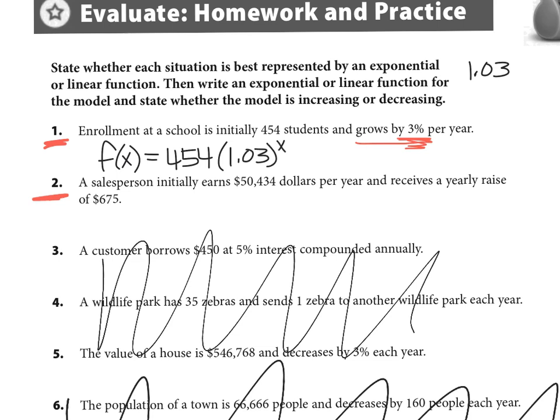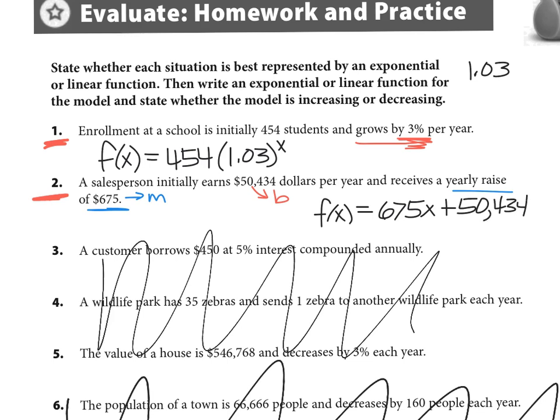Okay, whereas in a linear model, we go up by the same amount each year, or down by the same amount. A salesperson initially earns $50,434 per year and receives a yearly raise of $675. That's the same amount every year. So that $675 is our slope. This is our y-intercept, our starting point. So in this case, our function is y equals mx plus b. And there are our two functions. So that's the difference in exponential and linear.